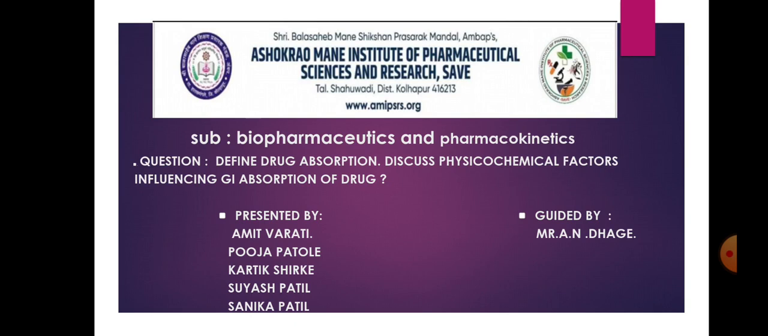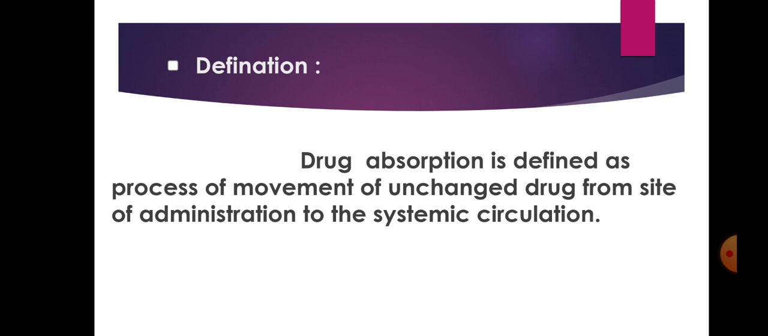A.N. Dhage sir. Question: define drug absorption. Discuss physicochemical factors influencing GI absorption of drug. Definition: drug absorption is defined as the process of movement of unchanged drug from the site of administration to the systemic circulation.